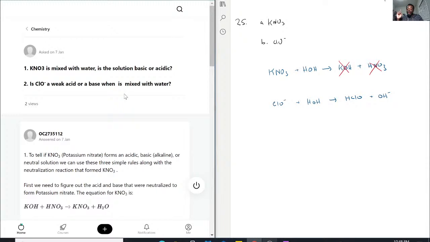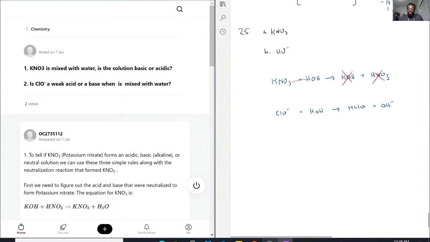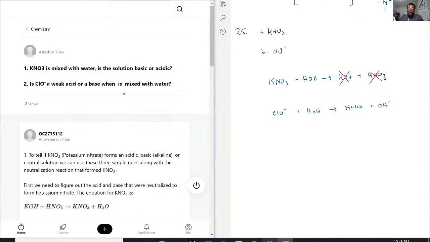The solution will remain neutral because the KNO3 salt is made from a quote-unquote strong acid and strong base, as I've shown here. So because of that, this salt will not want to interact with the water to make it acidic or basic, because they're never even interacting in the first place. So that is why this would actually end up being neutral.